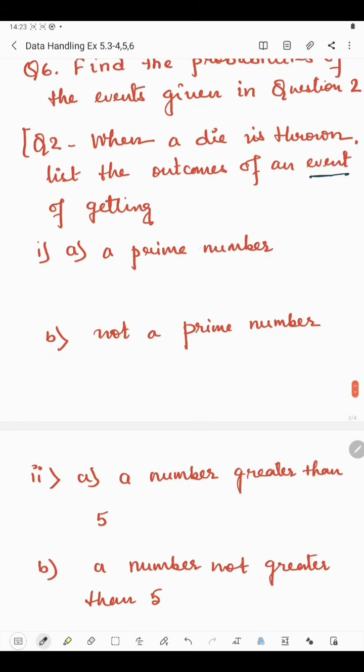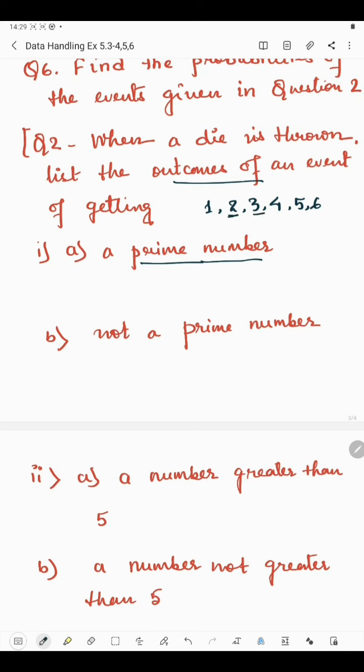So in the first part we have a prime number. What we did in the previous question number 2 was just find the outcomes of a prime number. Like here, when a die is thrown, what are the outcomes we get? 1, 2, 3, 4, 5, 6. There are 6 possible outcomes, right? And out of which, what are the prime numbers?